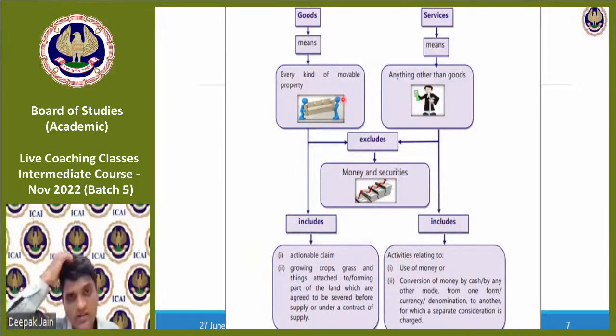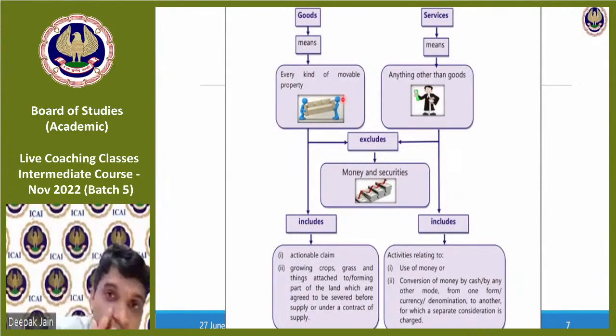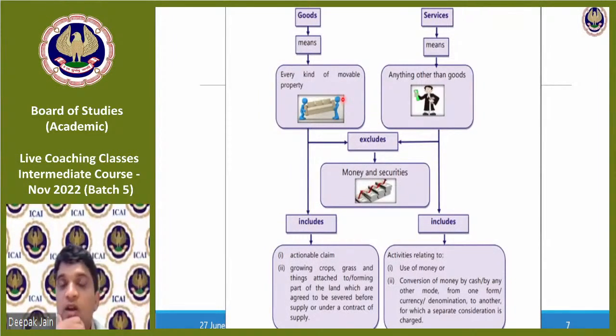Now, services. What is the meaning of services? We know that anything is services, but they have defined that also. They're saying that services means anything other than goods, right? Like how we have the definition of movable property and immobile property. What is movable property? Means anything which is not immobile property. And what is immobile property? Immobile property means anything other than movable property. No, that's not how it is defined.